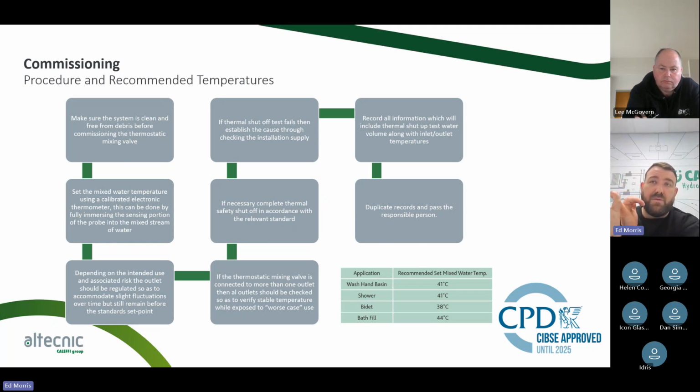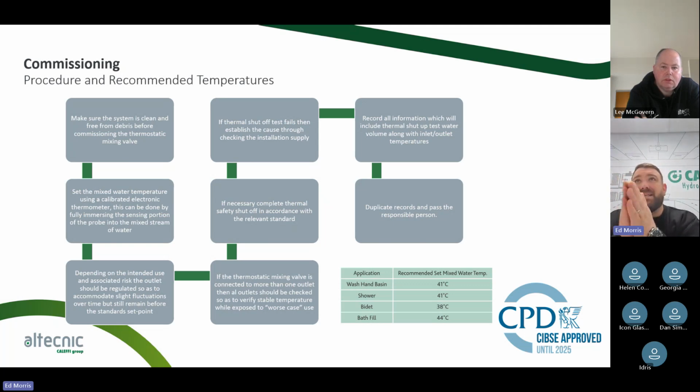Always make sure as well that the hot water is 10 degrees hotter than the mixed temperature. So if you want a blended temperature of 38 degrees, your hot supply must be 48 degrees as a minimum, and your cold temperature must be 28 degrees as a minimum. So we're always looking for a 10-degree delta either side of your set point.